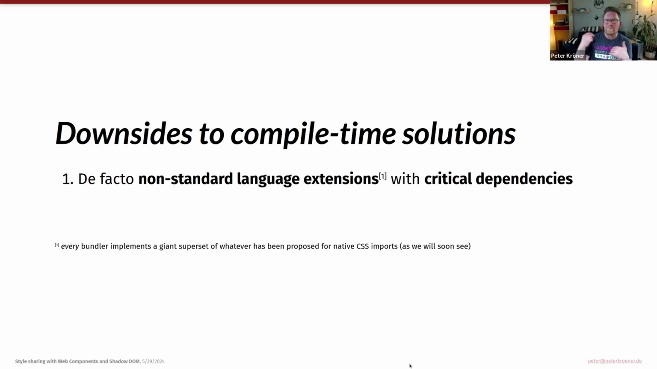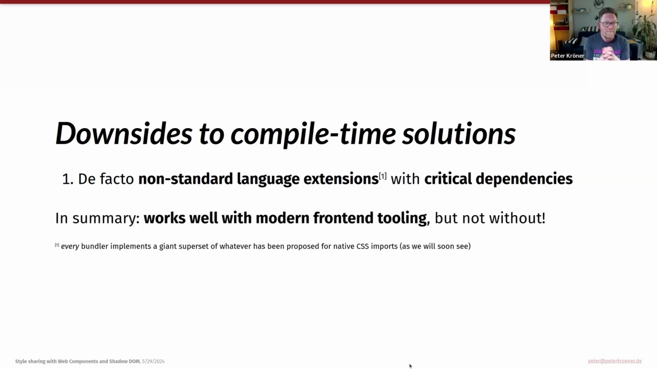And this might bite you as soon as your toolchain gets unusable for some reason. Maybe the project gets abandoned, maybe your company switches gears and turns to use something entirely different, and then you have a problem. The problem being that every compiler implements some sort of superset of whatever is actually in the web standards right now. So this might work for you depending on your trade-offs.